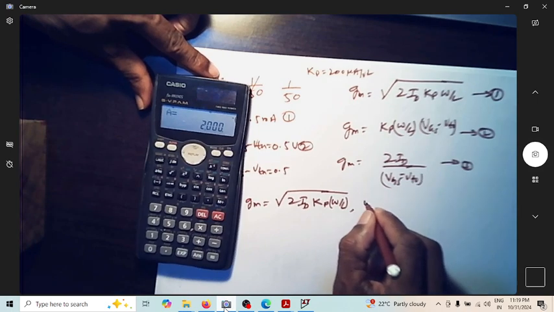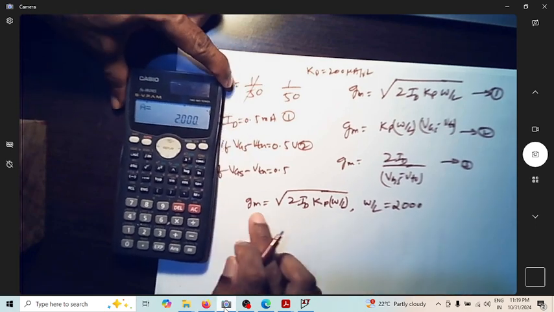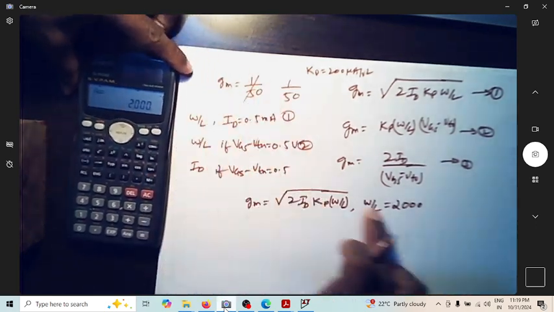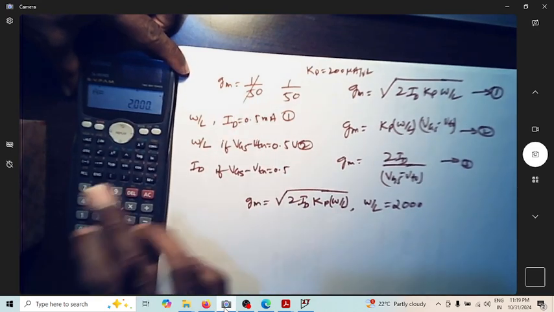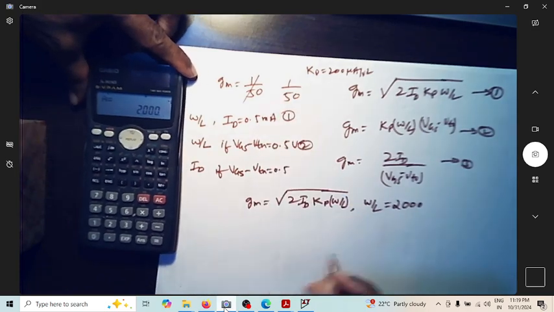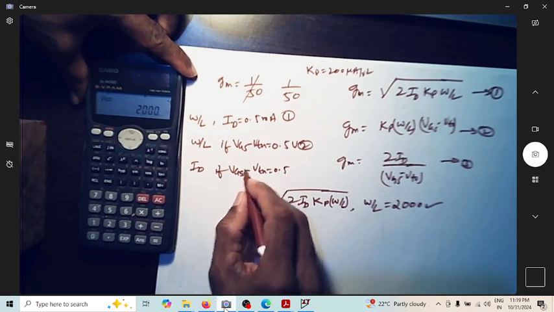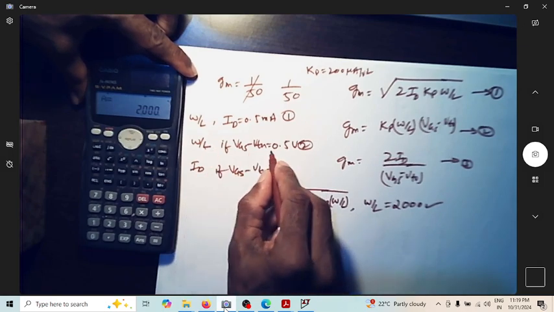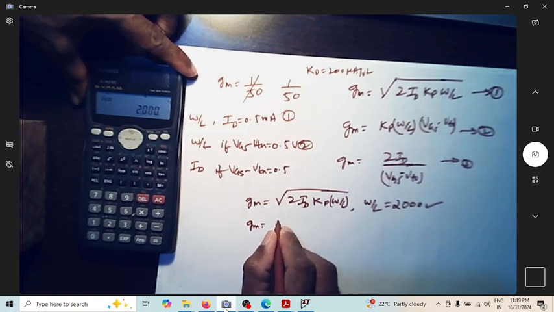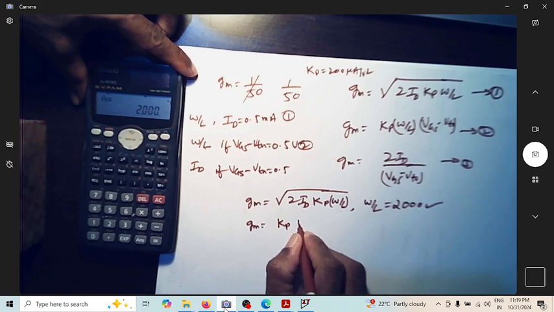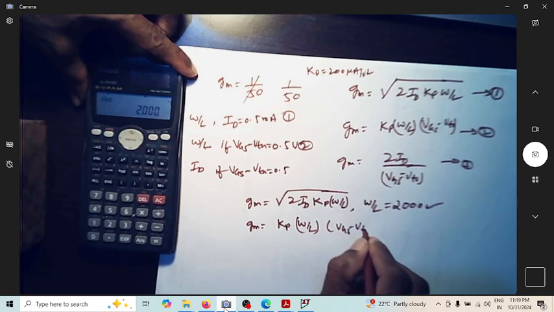So W by L ratio is 2000. Suppose under this condition, if W by L is 2000, you'll get a GM of 1 over 50. So this is your first answer. Second answer is you are asked to find again W by L if VGS minus VTH is this. So now we have GM is equal to Kp W by L VGS minus VTO.